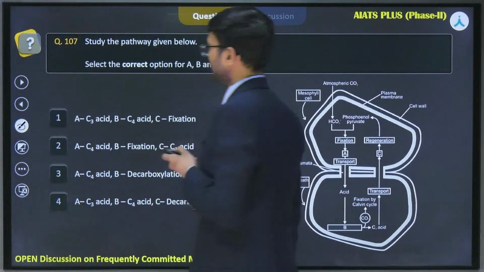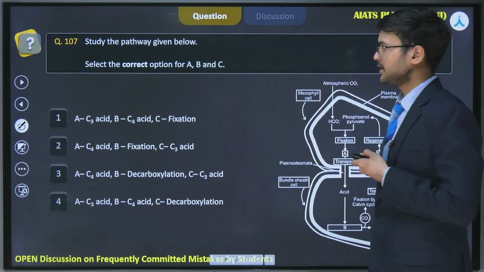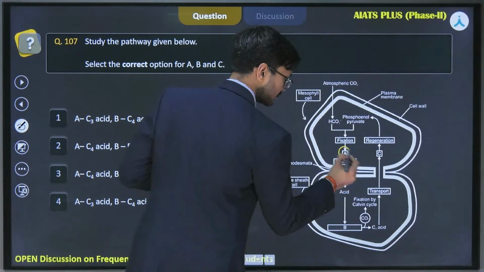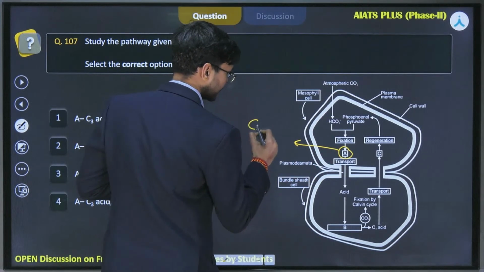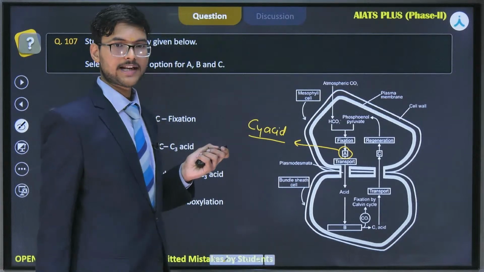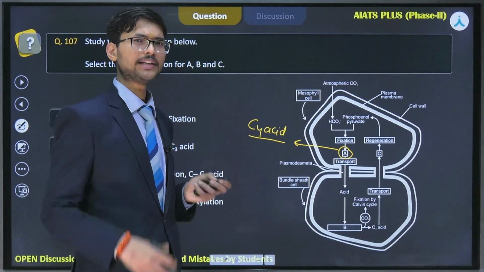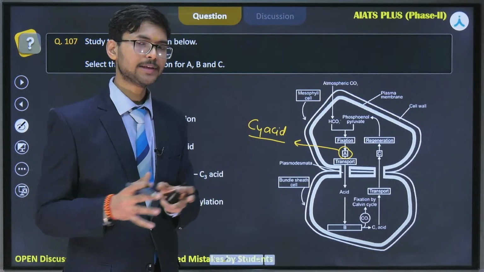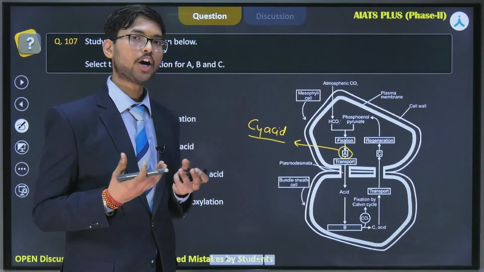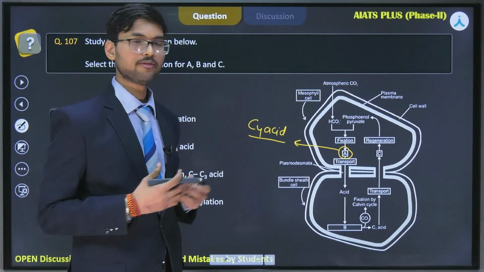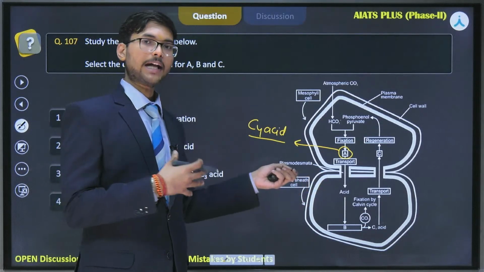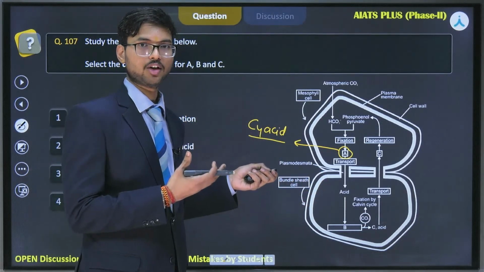Study the pathway given below and select the correct option for A, B and C. As you already know here, A is a C4 acid. So the first product that is formed here is a C4 acid. That's why the name C4 cycle is used here. If I am talking about the Calvin cycle, the first product will be how many carbon molecules? Yes, if the first product is a C4 acid, then the pathway name itself is C4 pathway.